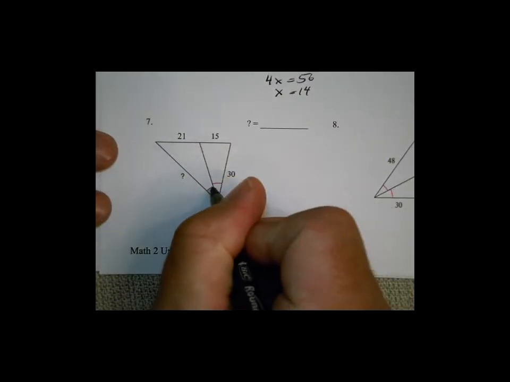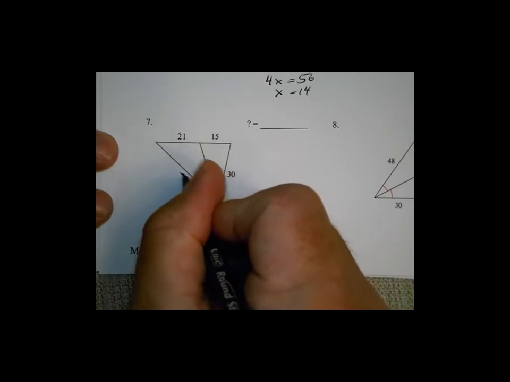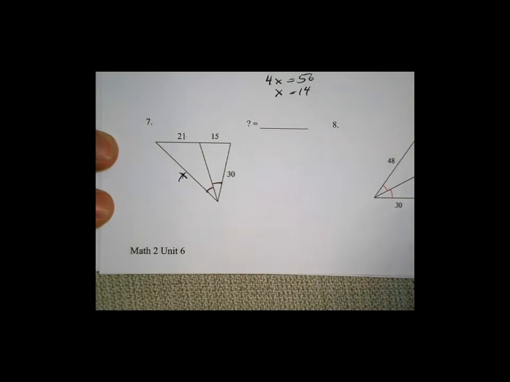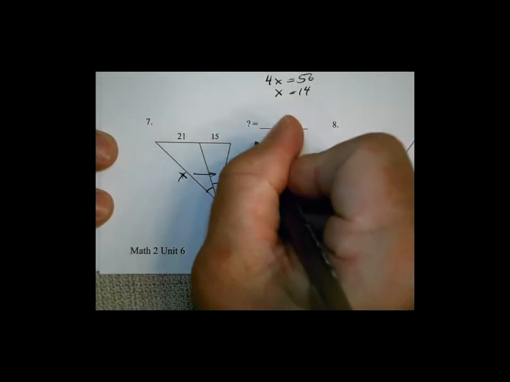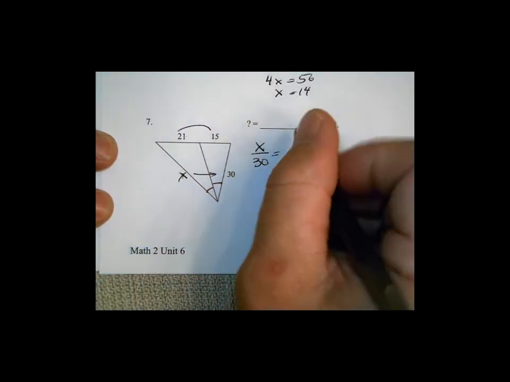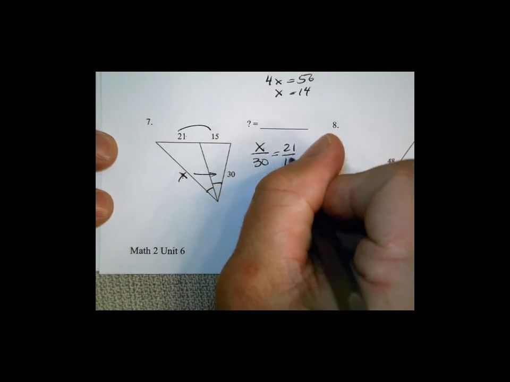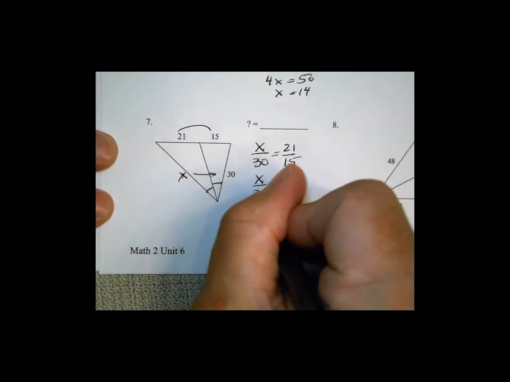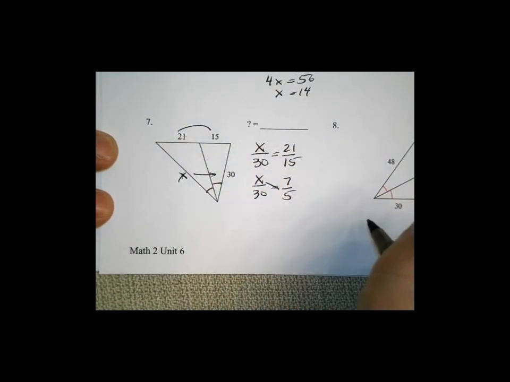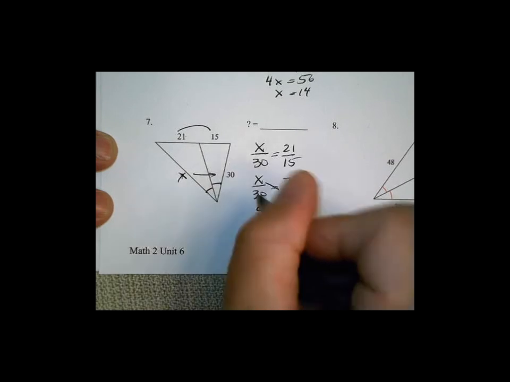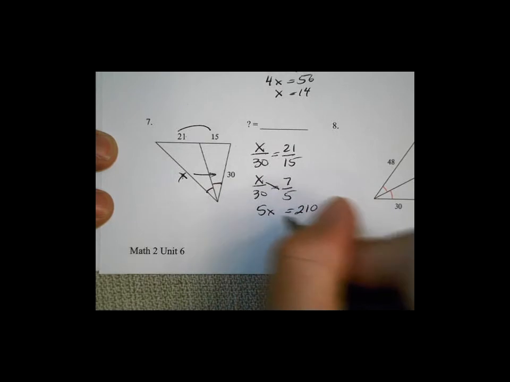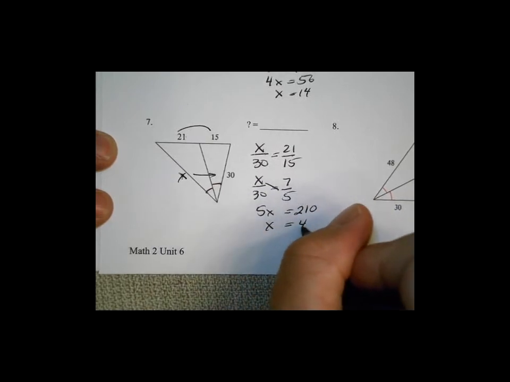All right, this is an angle bisector. So we'll call this x. So remember, we could go x over 21 equals 30 over 15. I like to go x over 30 equals 21 over 15. We can reduce: x over 30 equals 7 over 5. Cross multiply, x times 5 is 5x. 30 times 7 is 210. Divide both sides by 5, we get x equals 42.